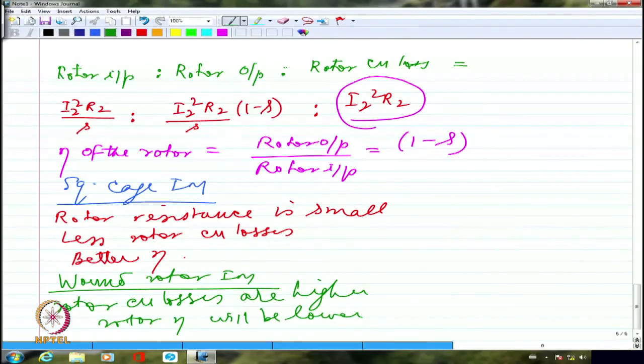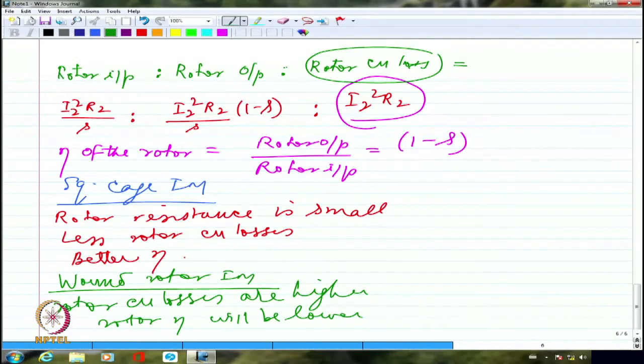If I am talking about copper losses to be higher, see, I am bifurcating the total rotor input between two components. What are the two components? One is rotor copper loss, the other one is mechanical output. So if I increase the rotor copper loss, it goes without saying that the mechanical output has to come down. As simple as that. Let's say I am giving totally 400 watts.